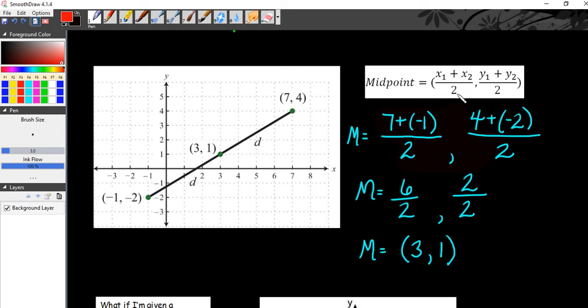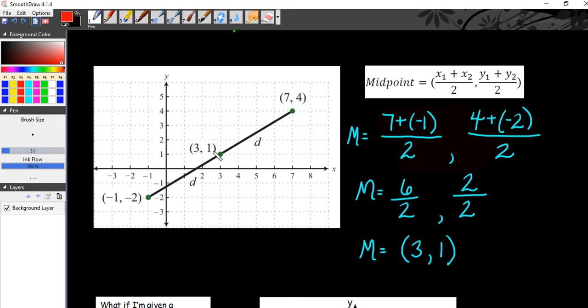Same with the y. So if you take a look, we've got 7 and -1 as our x values. I've added them up right here for you. 7 and -1 is 6. I'm dividing them by 2, and I get 3. So that's my x value. What about y? Well, 4 and -2. So I'm going to add those together, which is 2, and I have to divide it by 2 to find the mean, the midpoint, the average. And 2 divided by 2 is 1. So my y coordinate is 1. So the coordinate of the midpoint is 3, 1.